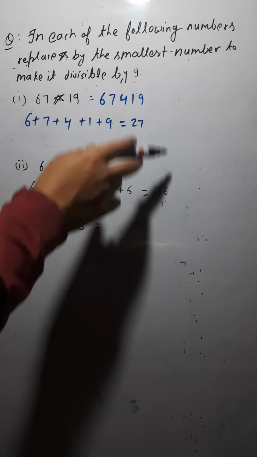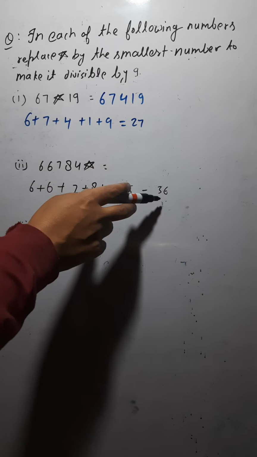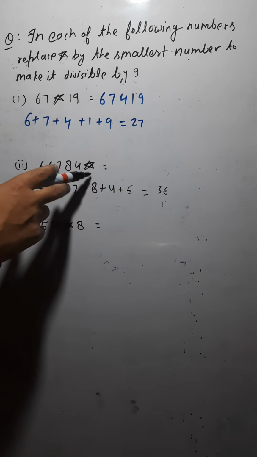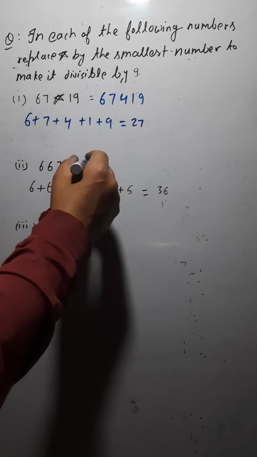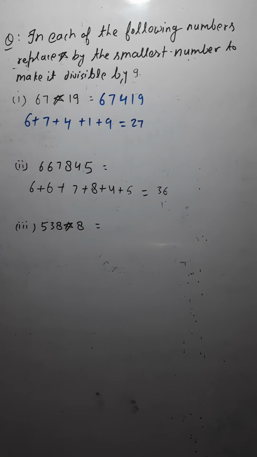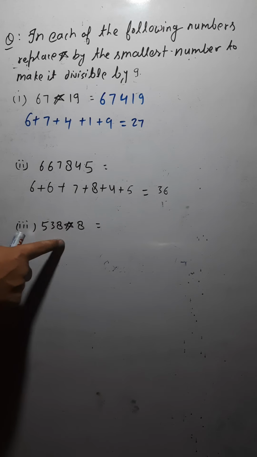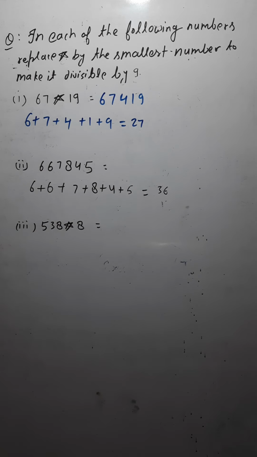Now if you see, 36 is a multiple of 9. 36 is divisible by 9. 9 fours are 36. It means I would replace the star by the smallest number, that is 5 here. So the correct answer would be 5 here. Are you getting it? In the same way you have to replace the star here also. This question you have to do on your own. Just note it down.